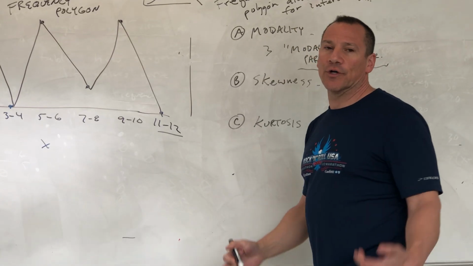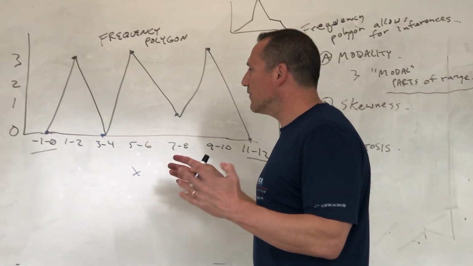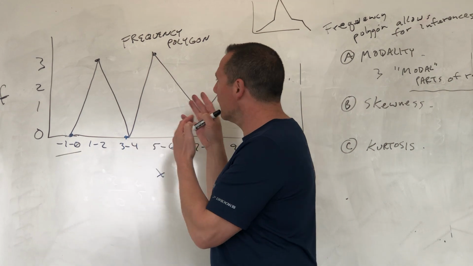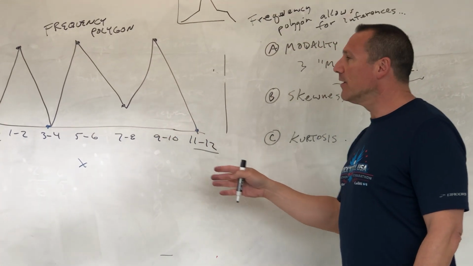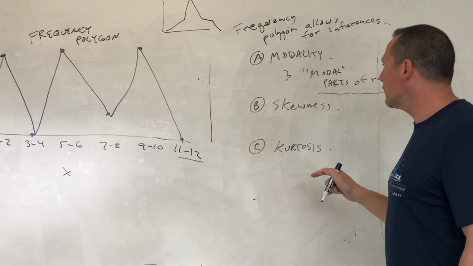That's useful. If you were going to write up a report on this, you would definitely say there was essentially three kinds of people who filled out the questionnaire: people that really disliked Justin Bieber, people that felt neutral, and people that could not get enough of Justin Bieber. Because there's three modes or modal parts of that distribution.